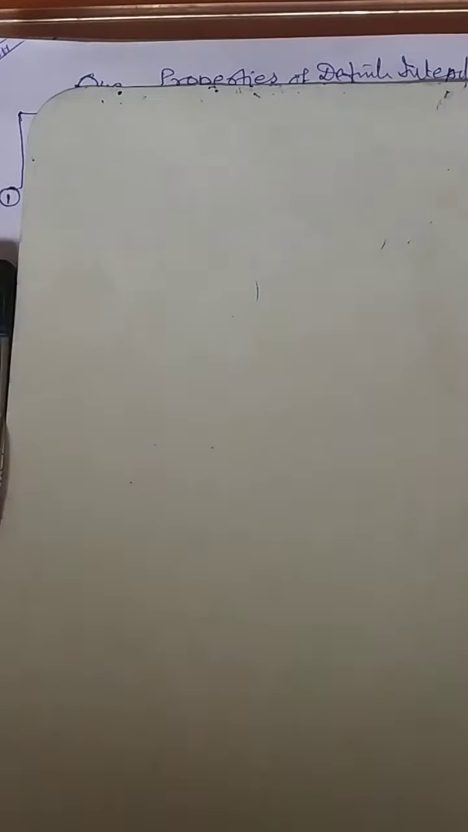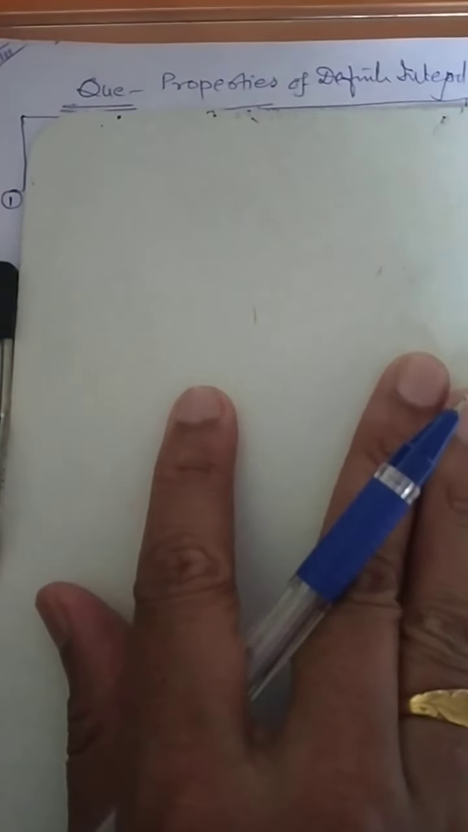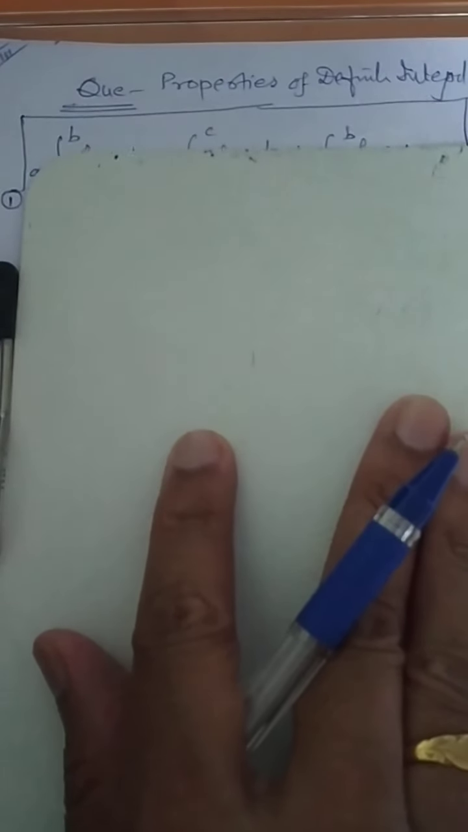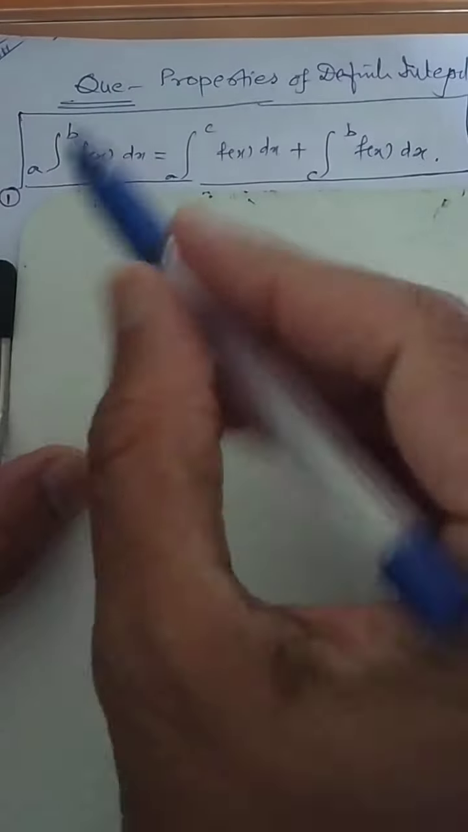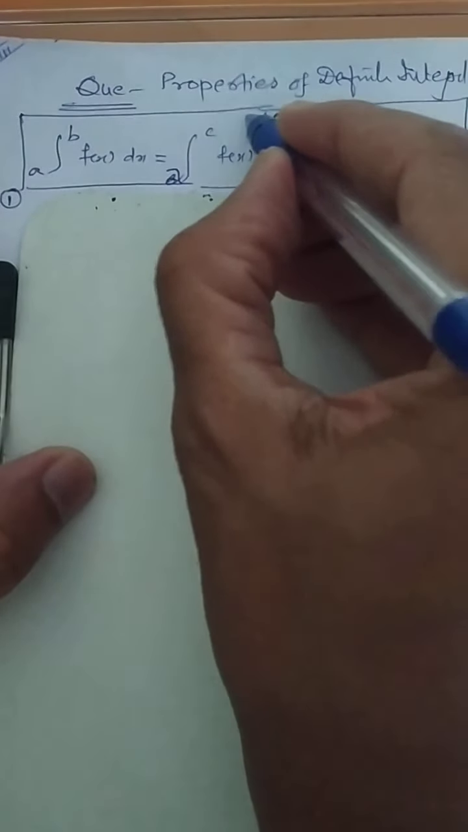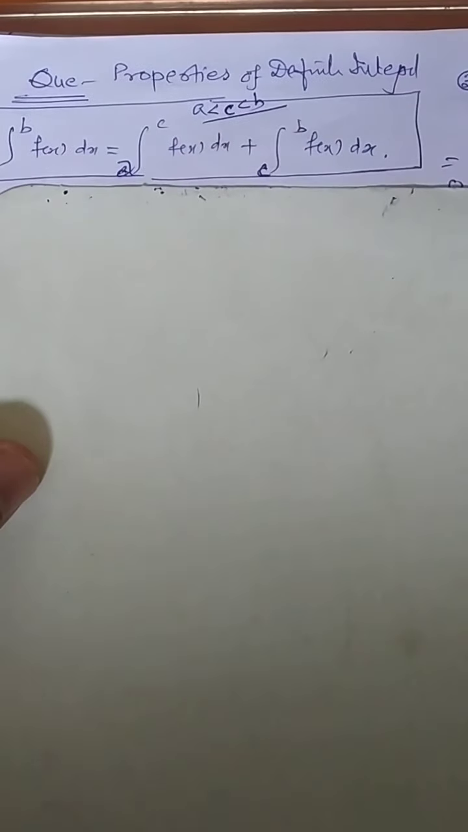After knowing definite integral, we are switching over and trying to learn something new. It's nothing but properties of definite integral. So the first property is like this: integral from a to b of f of x dx will be equal to integral from a to c of f of x dx plus integral from c to b of f of x dx. But the condition is c lies between a and b. This is the condition. Okay.